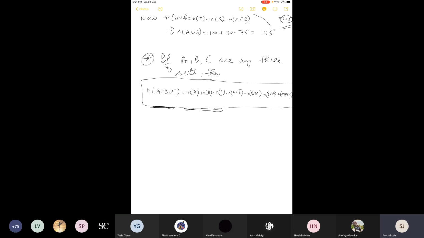So there is some sort of symmetry here. The symmetry is there in the next term also: A and B, B and C, C and A. Then finally you have to add n(A intersection B intersection C).